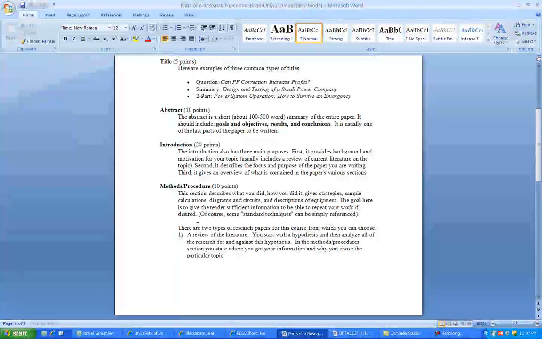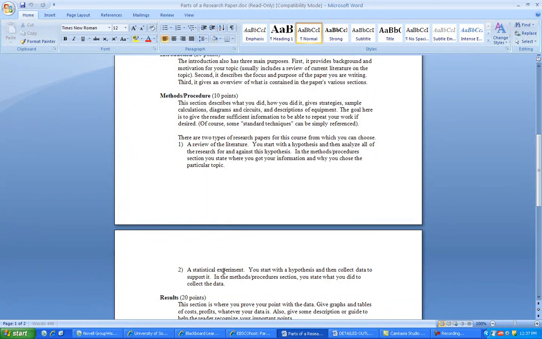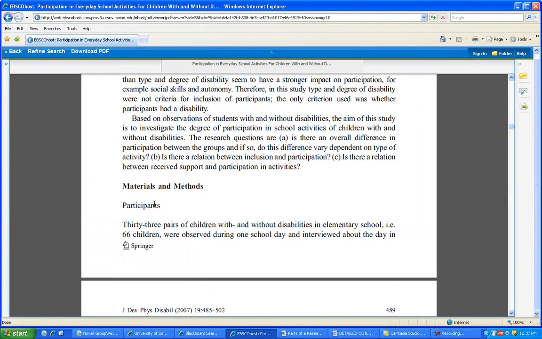The methods and procedure, what did you do? Did you look up research in papers and find a literature search? Did you do a statistical experiment? Did you do correlation? Did you go online to find some sites that gave you some data, then you did a correlation between them? Did you do a normal curve? Did you do any of the other types of things that we talked about? So that's the methods here, and you can see the materials and methods.